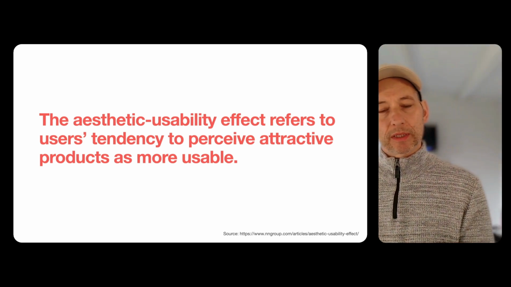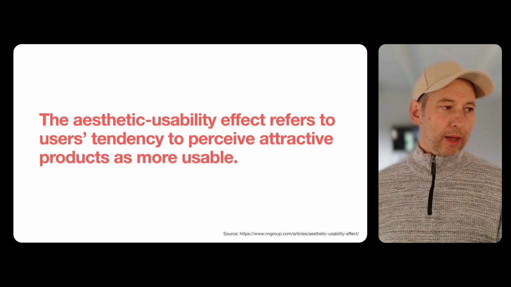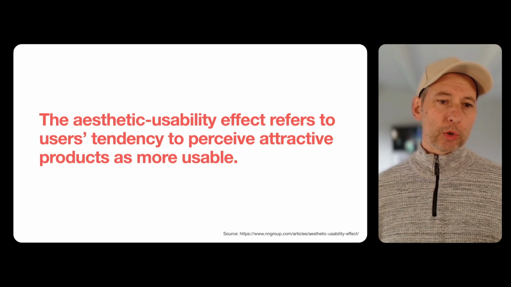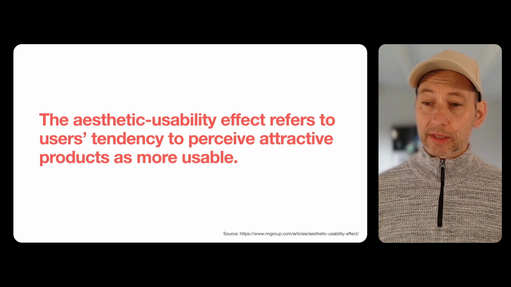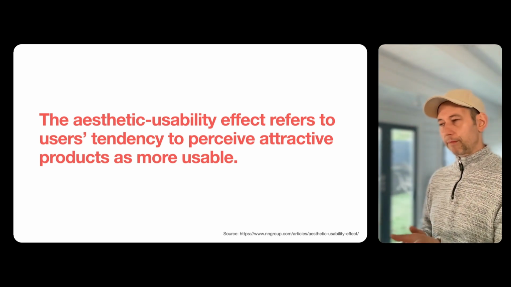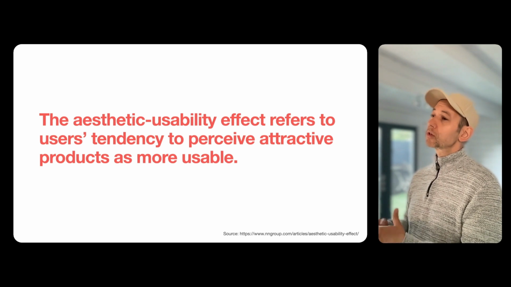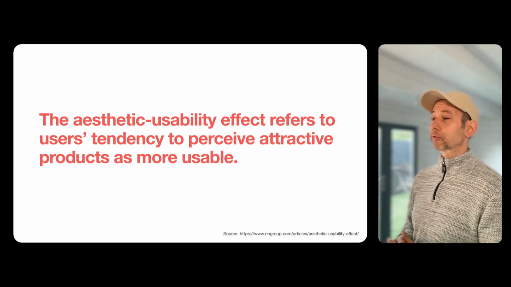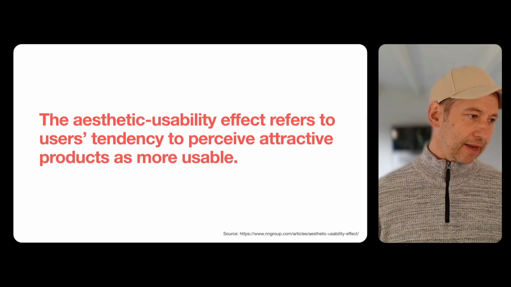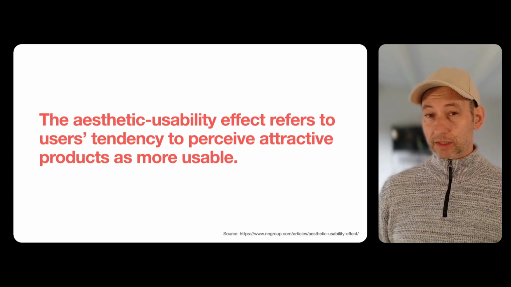And there's an interesting part to this actually. Looking around the internet, doing some research for this talk, I came across an article from the Nielsen Norman Group, and they talk about something called the aesthetic usability effect. Apart from being really hard to say, it refers to a user's tendency to perceive attractive products as more usable. That's kind of interesting. This was apparently originally defined back in 1995 by the Hitachi Design Center.